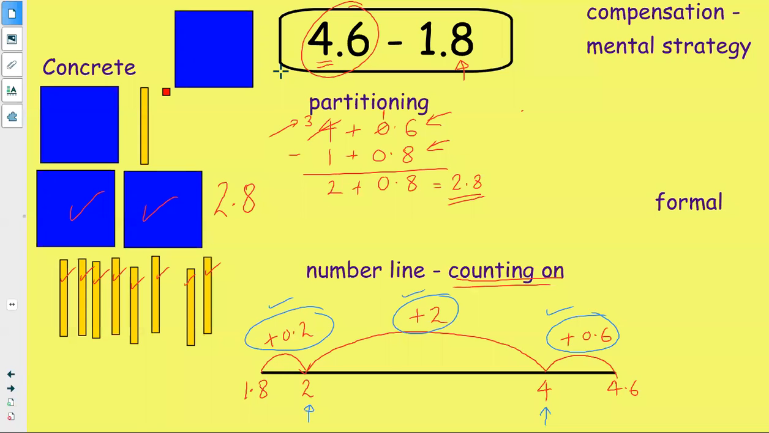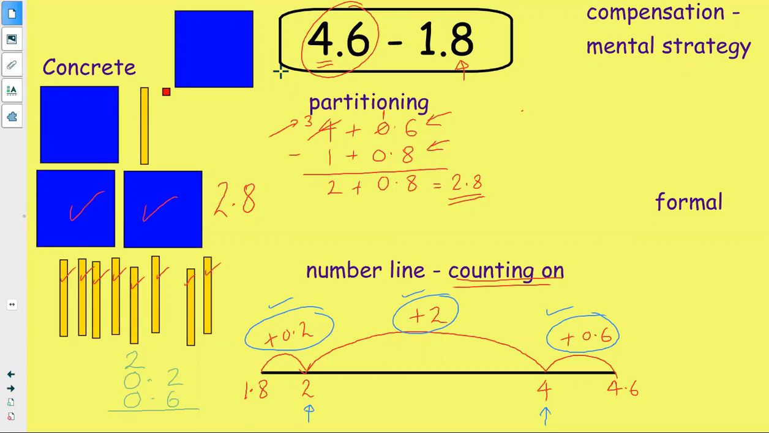So again, the answer, if I was to lay it out, I just want to show you something. Sorry, I've lost my pen. If I was to lay it out, 2, 0.2, and 0.6. Now I could write it like that there. You have to be very careful that you line up your decimal points.